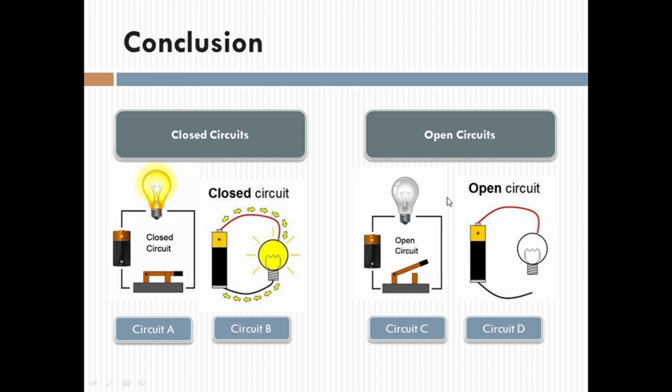But on open circuits, it's impossible for the electricity to transfer the energy to the lamp because there is a space. Even if one of them has a switch, if the switch is open, it's impossible for the electricity to transfer the energy, so it keeps the light off. It's the same even if they don't have any switch, it's still impossible to produce light because there is space between them. That's the difference. Hopefully, so far you understand about this.